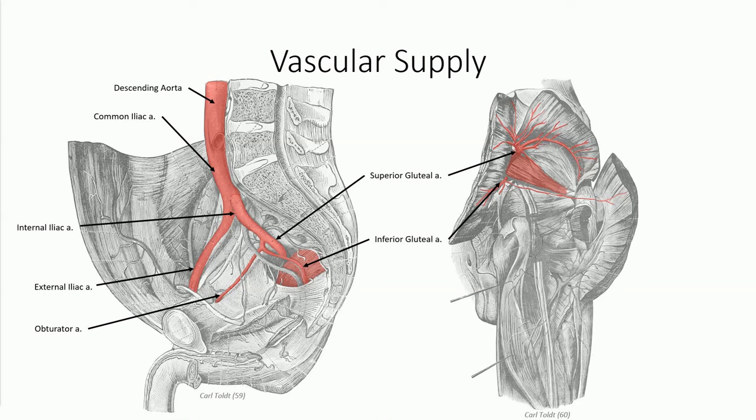The obturator artery passes through the obturator canal we discussed in the previous session to enter the medial compartment of the thigh. Again, we'll discuss this more in the upcoming lesson on the anterior and medial thigh. The inferior gluteal artery, as you may have expected, passes inferior to the piriformis muscle to primarily supply the gluteus maximus muscle.